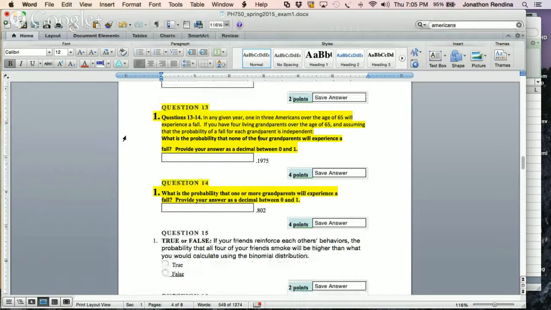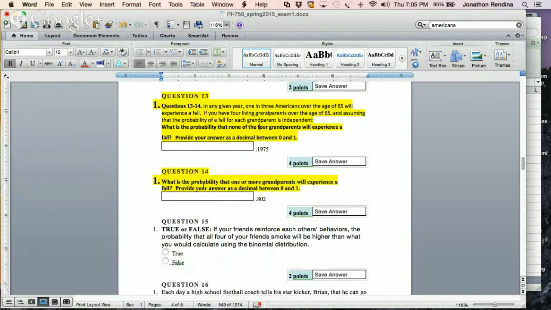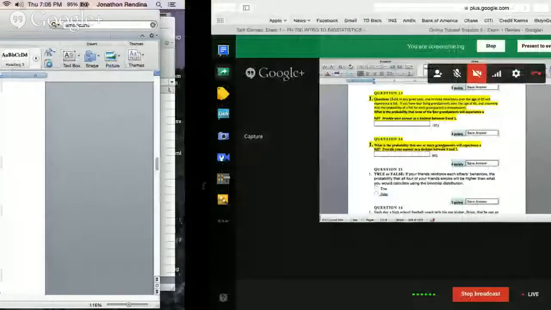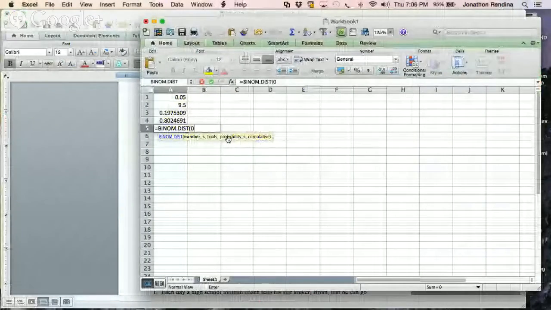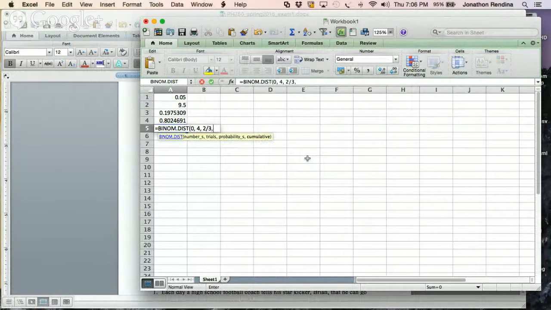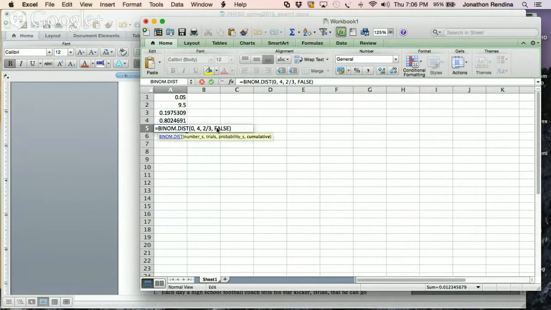And now what we want is the probability of not falling. And so the question is, what is the probability that one or more grandparents will experience a fall? So the number of grandparents that we're talking about not falling is actually 0. And so here, because we need the right-tailed probability, we do 0, 4, but then we need to reverse the probability. So we're talking about the probability of not falling, which is 2 out of 3 instead of 1 out of 3. And then again, we could do true or false, but I'm going to do false. Or actually, I'm sorry, I should do true.